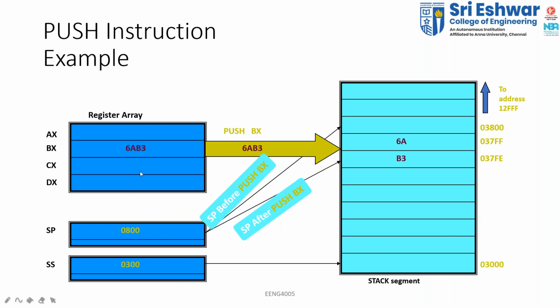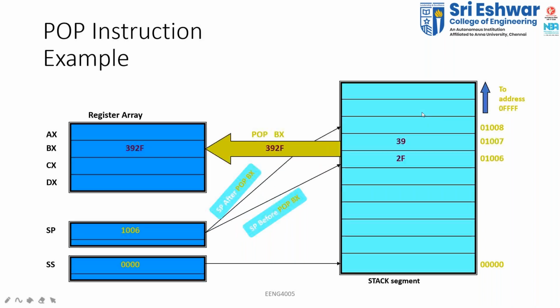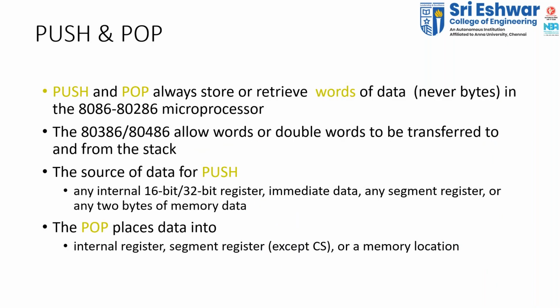From the example, you can easily understand: 6A B3 in the BX. This is given here in the stack segment using the push instruction for 6A and B3. LSB first, MSB next. Always LSB first, MSB next. Okay, 392F, LSB first, MSB next. The MSB 39 and the LSB 2F will be taken out using the pop instruction.